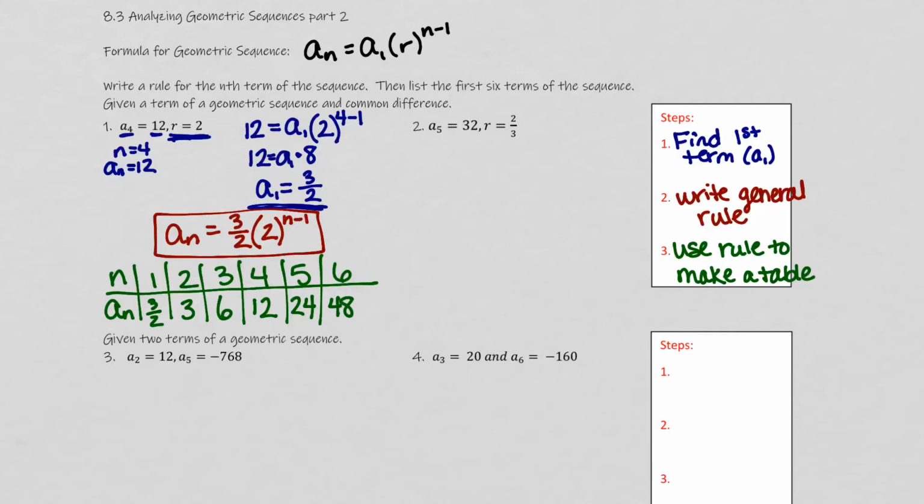Now, when you list these, you do put a comma between them. They're not in a table when you actually list them. And that is your first 6 terms of your sequence.